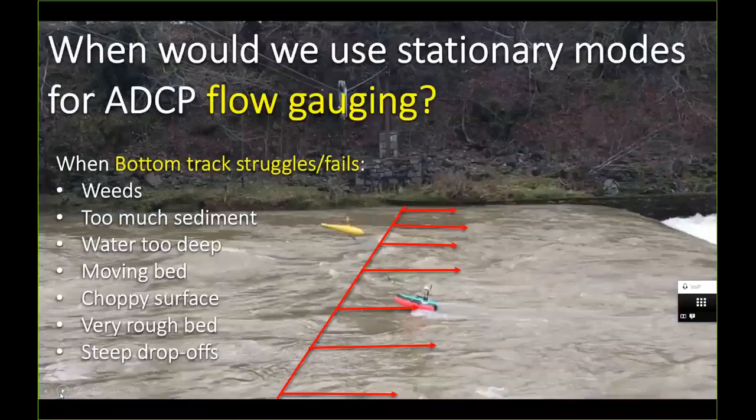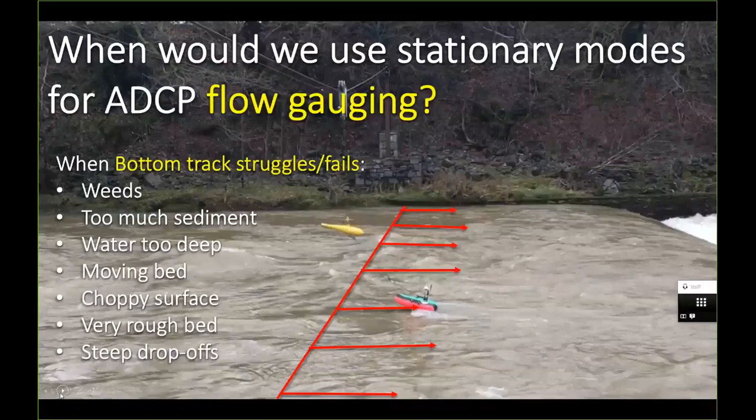So I threw together just a few examples of times when you might want to use stationary modes. But the guys on the call probably have a lot of better examples than this. Primarily, you could argue that the main time is when bottom track is struggling or failing. That could be through weeds. It could be too much sediment in the water column, so it's not getting a good signal off the bottom. It could potentially be that the water's too deep. Moving bed is a key one. If the ADCP is detecting bed movement using bottom tracking.